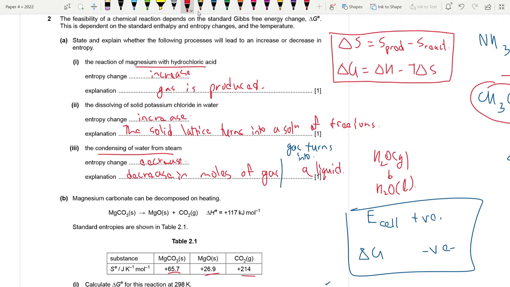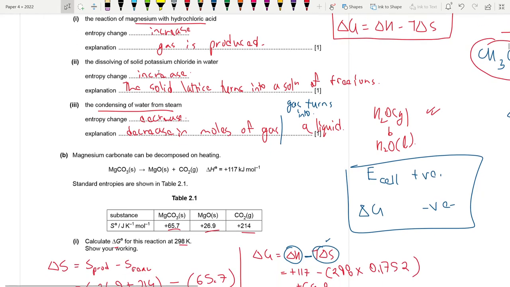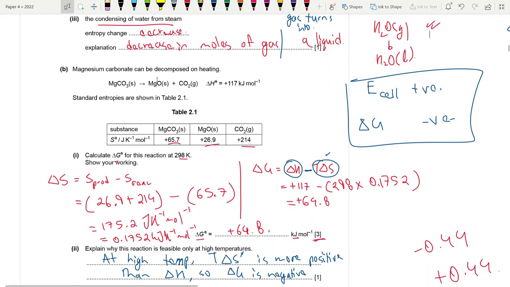The condensing of water to form steam. So H2O gas actually turns into H2O liquid. Condensation occurs, right? So steam turns into liquid, gas turns into liquid. So there is a decrease in the number of moles of gas. So entropy actually decreases. You can write either one. Let's go to the next one.